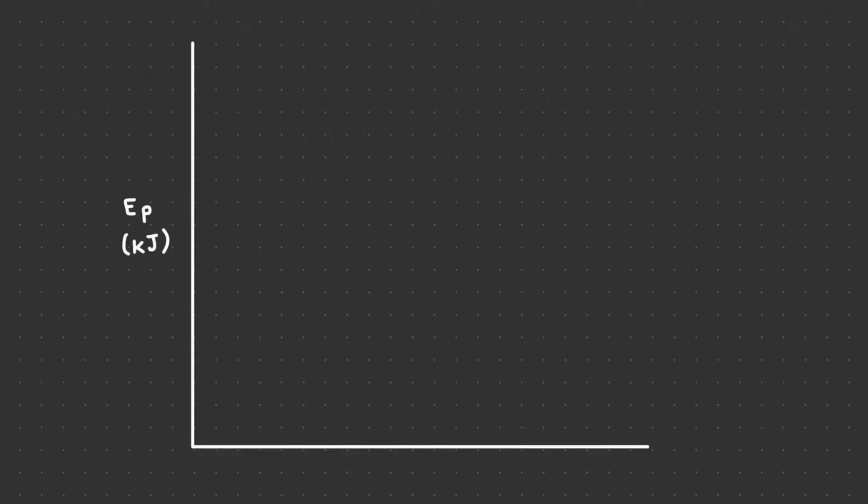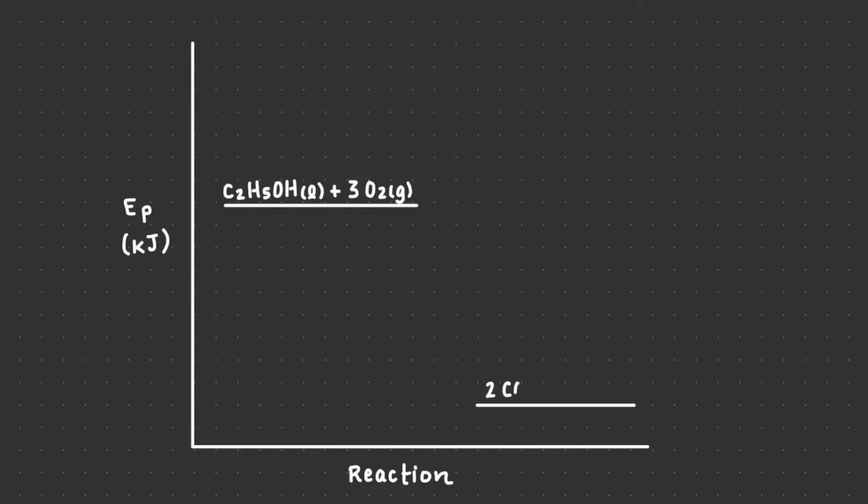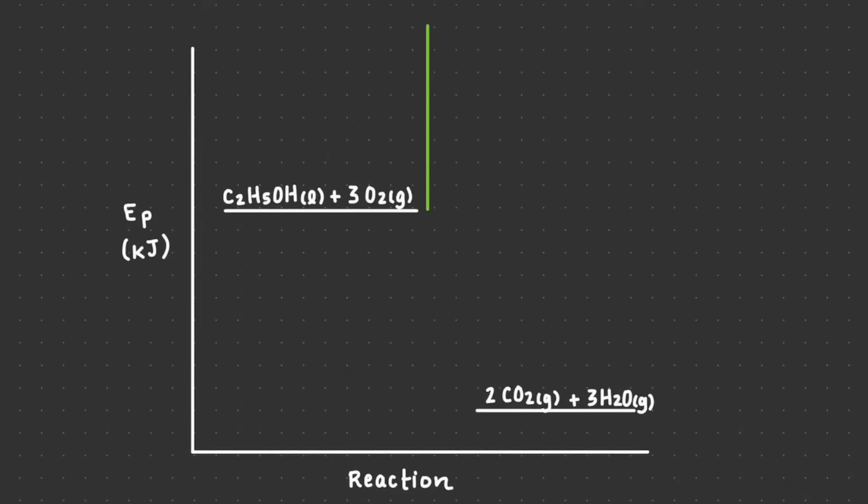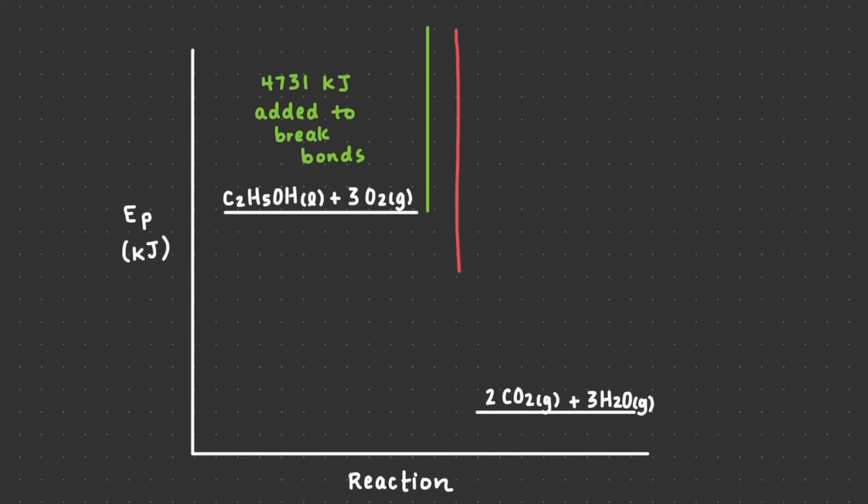So if we represent this on a potential energy diagram, we can draw our reaction progress. So reactants form products. This is combustion, so it's exothermic. Products will have less potential energy. The energy required to break our bonds is going to be added because it requires energy to break bonds. So that's 4,731 kilojoules. The energy to form new bonds, that energy is released. And so we release 5,998 kilojoules.